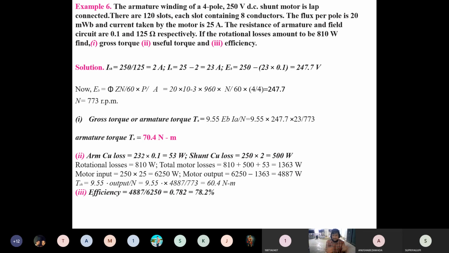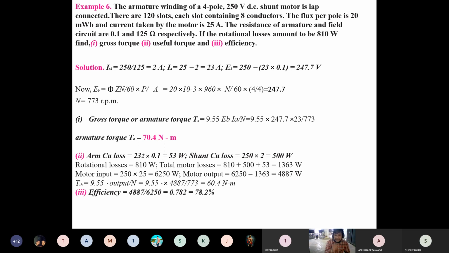So the problem is related to the torque and efficiency, right? Gross torque, useful torque, then efficiency, right? So we know all the given data. A is equal to 4, V is equal to 250, P is equal to 4, Z is equal to 8 into 120, flux phi is equal to 20 into 10 power minus 3 Weber, IL is equal to 25 amperes, and RA, RSH, right?